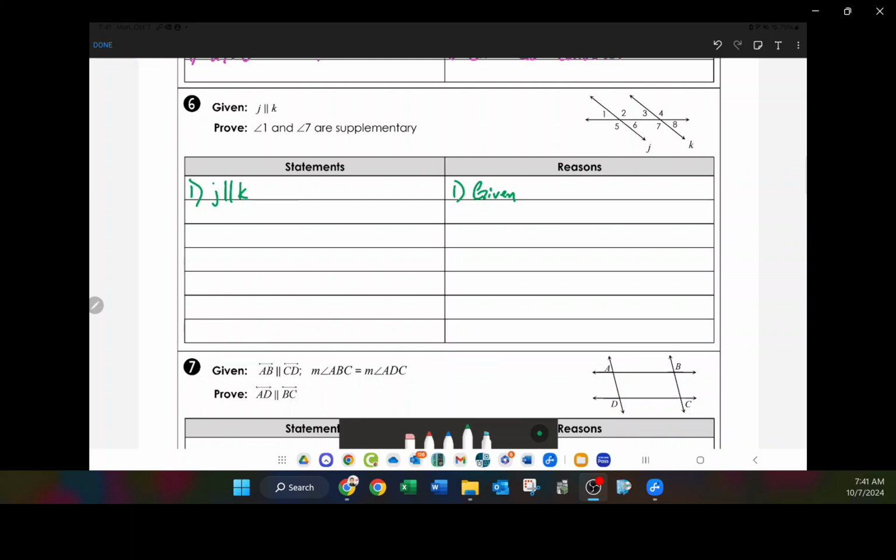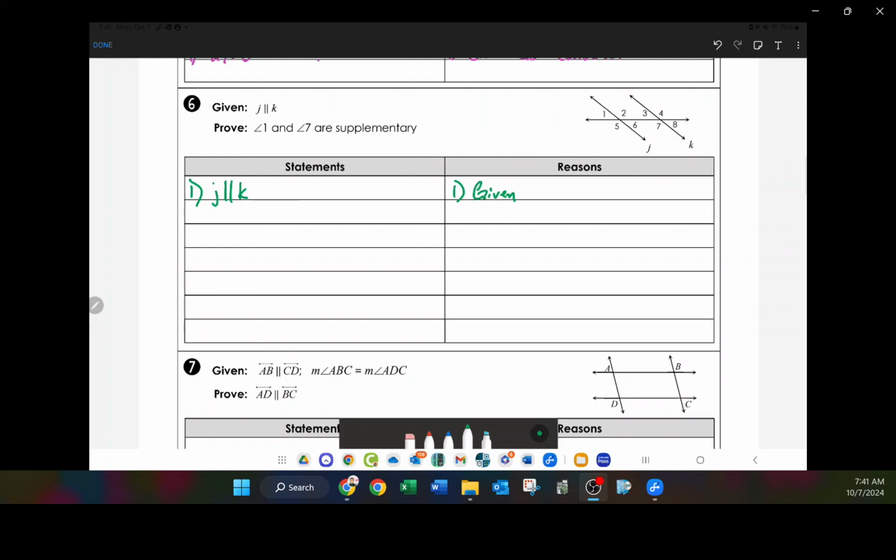So we could have gone several routes. We could have said angle 7 and 4 are congruent, and we know that angle 1 and 4 are supplementary, which means angle 1 and 7 will be supplementary. So many ways we could have done this. It just depends on which angle you look at, what makes sense to you, what's easier for you to recognize.